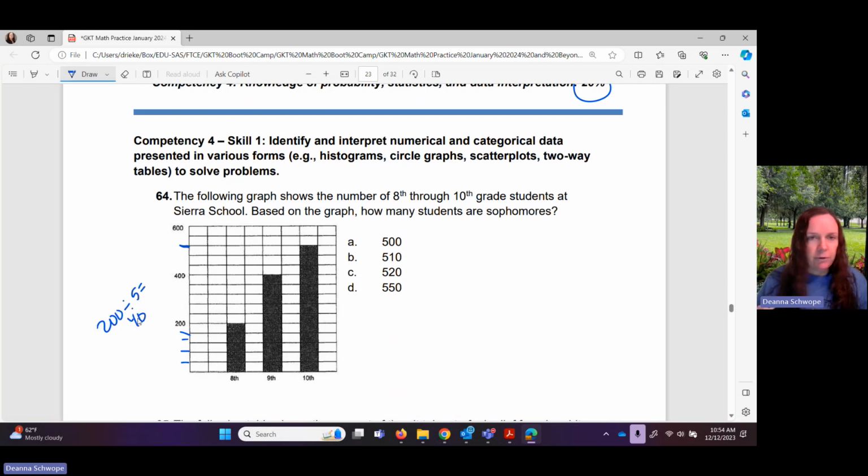Let me get my calculator ready for any future ones. So if we come up here, this would be 440, this would be 480, that would be 520. So the answer is 520. So just make sure that you're figuring out what the scale of the graph is so you can be answering the questions based on what you see.